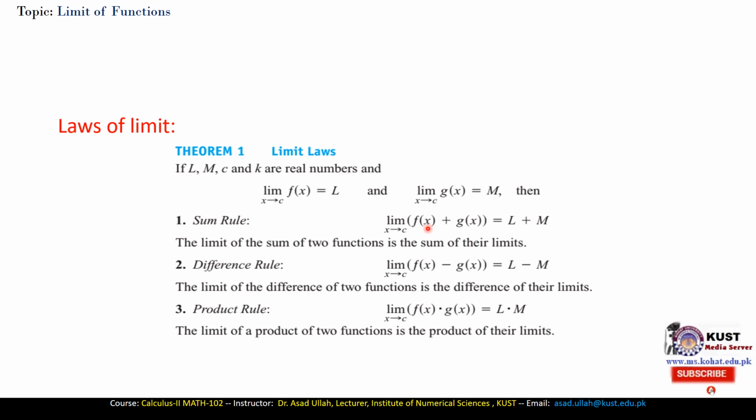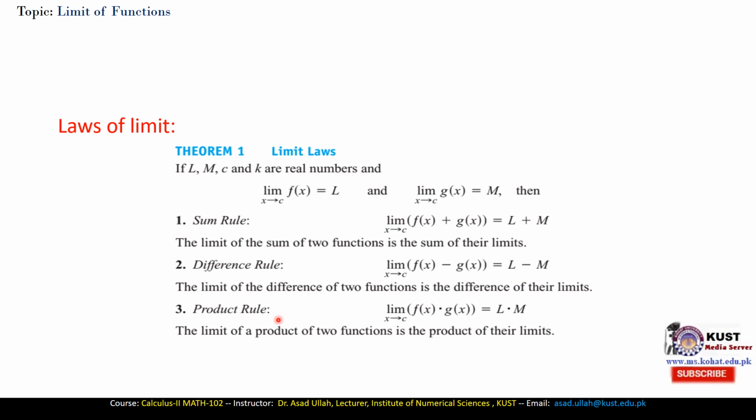If these two functions are in addition, f of x plus g of x, and we apply the limit as x tends to c, we can find their limits separately. That is, the limit of f of x plus the limit of g of x at the point x equal to c, which is equal to L plus m. Similarly, in the difference rule, we can apply the limit of f of x minus g of x as x tends to c, which is the limit of f of x minus the limit of g of x, which is equal to L minus m.